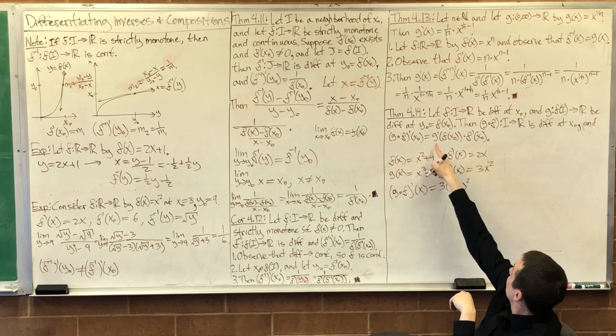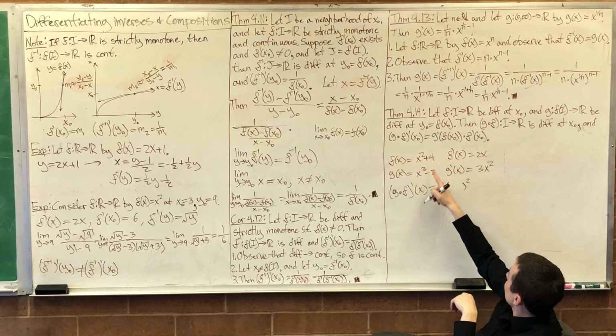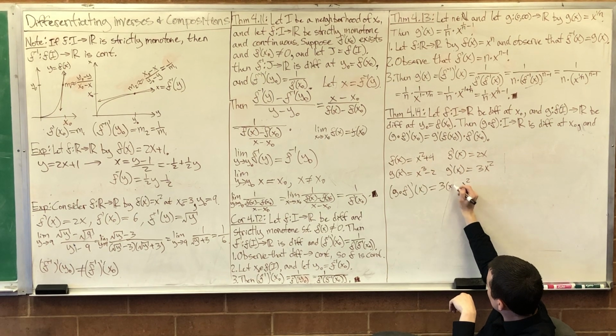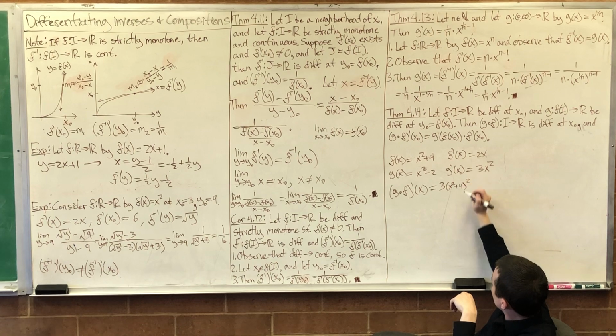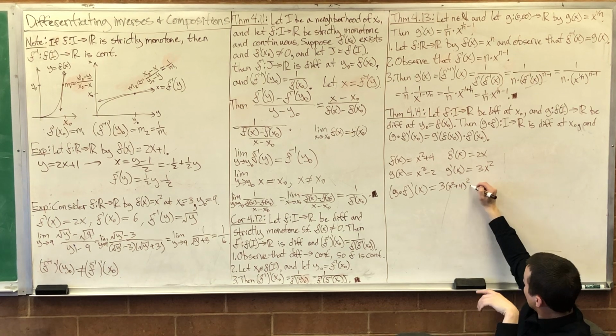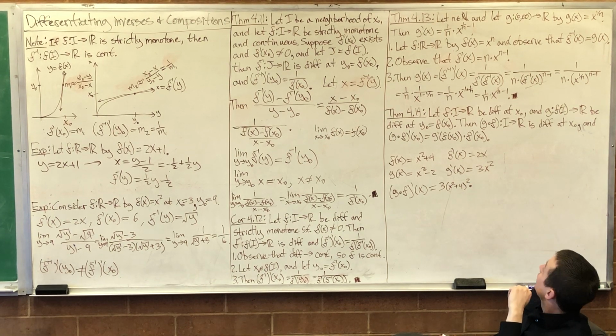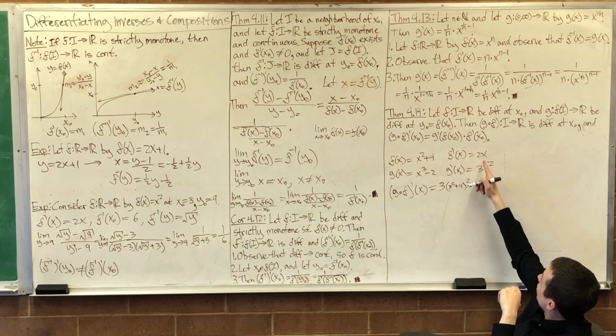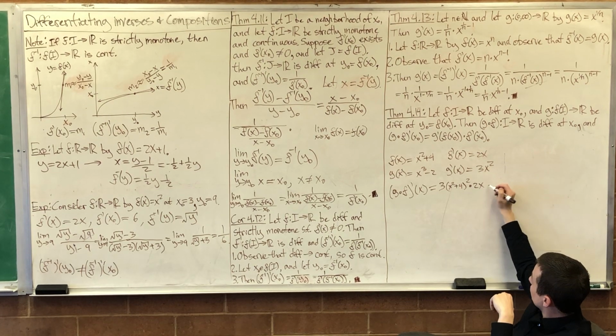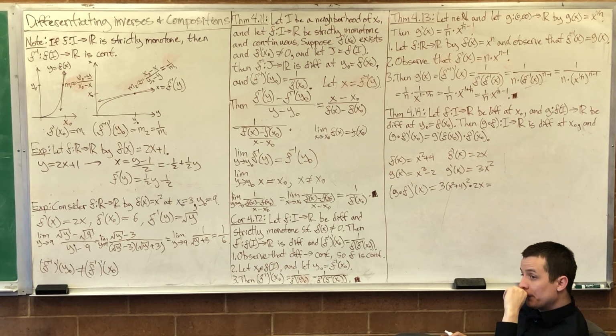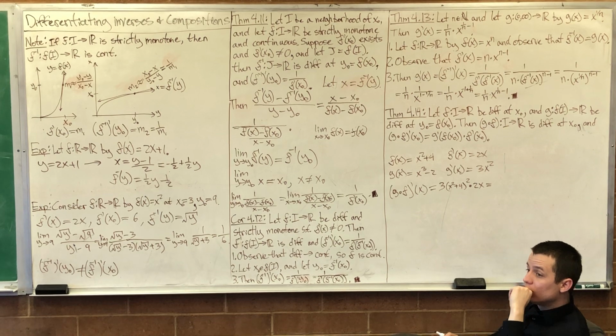squared. G prime of f of x. F of x is x squared plus 4, right? Times f prime of x. F prime of x is just 2x. So, do you follow the substitution there?